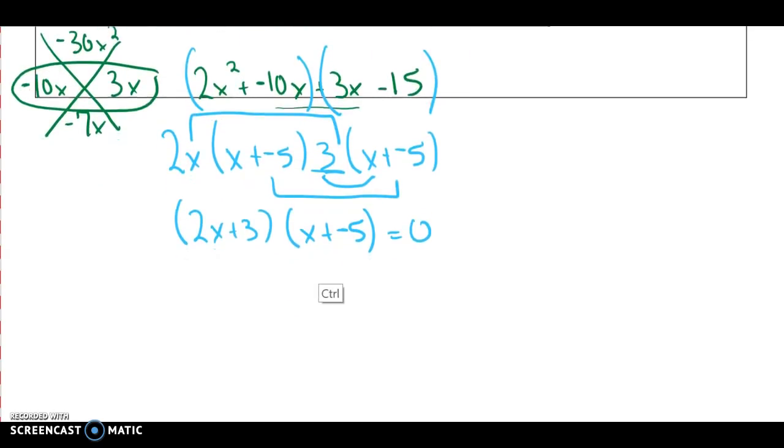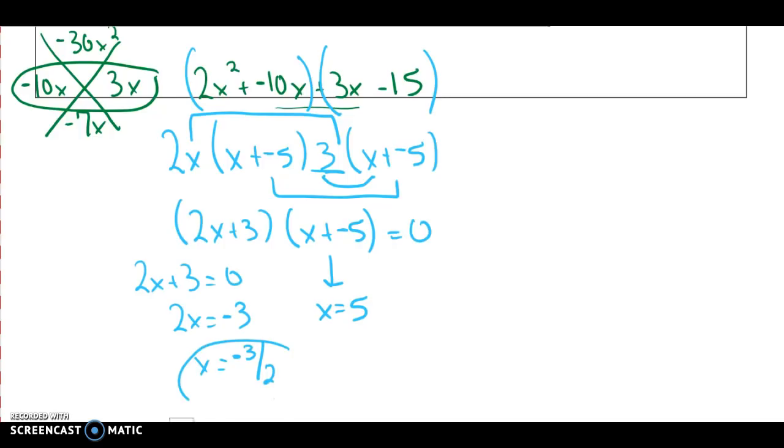Well, this one's very easy to see. I would not pick 5. And the other one, not too difficult to see, but if you don't see it, you set it equal to 0. I'd subtract the 3 first. And when I'm done, I get -3/2. So these are my answers.